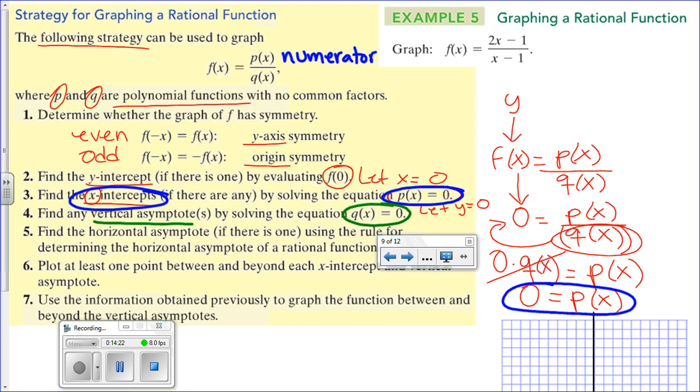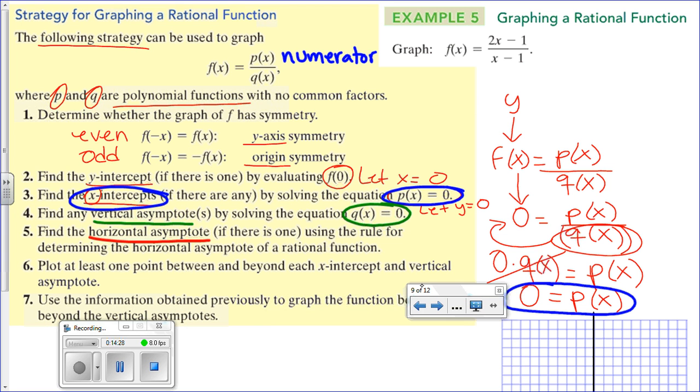To find the horizontal asymptotes, we went over some rules. Remember, if it is top heavy, there is no horizontal asymptote. If it is bottom heavy, the horizontal asymptote is y equals 0. And if the numerator and denominator have the same degree, then you must get the ratio of the leading coefficients. But for that, you can refer to the previous slides.